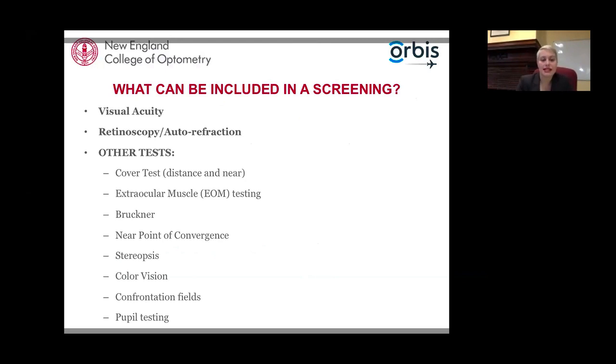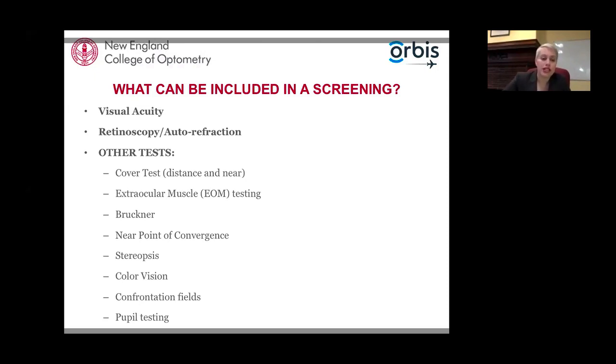We have some other tests that you can include. We've got distance cover test and near cover test, which is going to help you identify a phoria or tropia, extraocular muscle testing, which is going to help you identify a muscle or nerve palsy. We've got Bruckner, and that'll help you identify visual acuity and refractive error. This is actually something that we will go into a little bit of depth because it's quite a helpful tool.